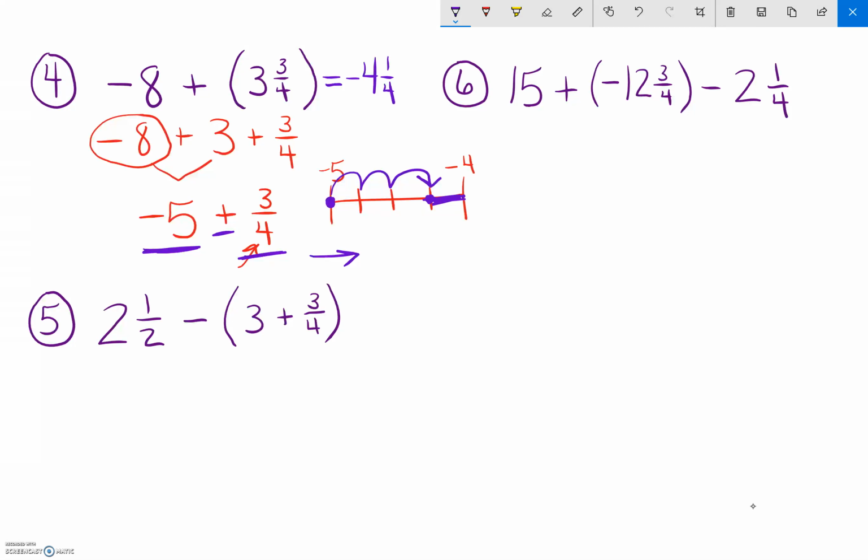Go ahead and try number 5. It may have a similar strategy. Okay, number 5, 2.5 minus 3 plus 3/4. Now we talked about if you have a minus sign out in front of parentheses like it is here, it can mean the opposite of. So we're going to try to use that as opposite of, see what we come up with.